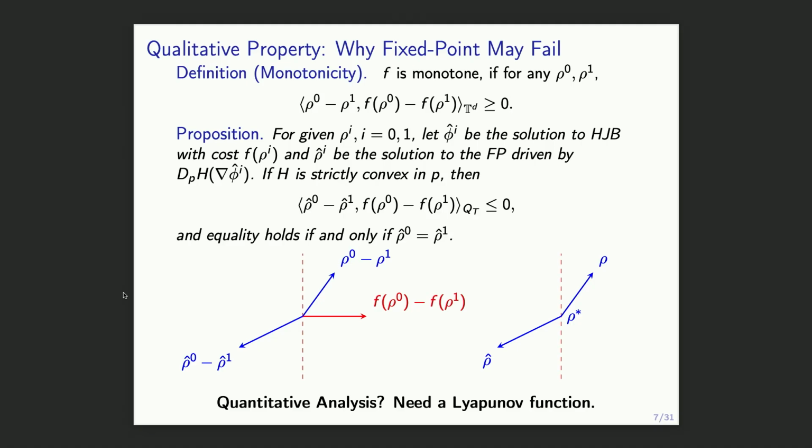So if you have a monotone potential, then you will have a figure that looks like this. These two vectors, forgive me, I should not use the word vector, but this is an abstract idea, actually lie on different sides of this hyperplane. So then if I take rho 1 to be the Nash equilibrium, which is the fixed point, then rho 1 hat is actually just rho hat.